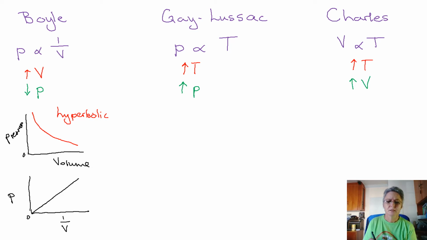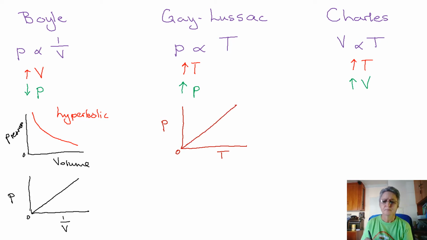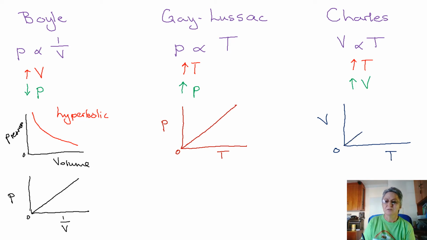Okay, with Gay-Lussac, if you draw a graph of pressure against temperature, the two will be directly proportional. Similar with Charles, but now it's the volume against temperature. They are directly proportional. Right.